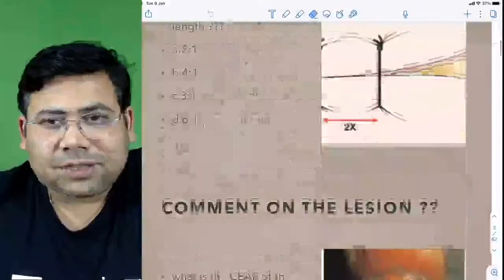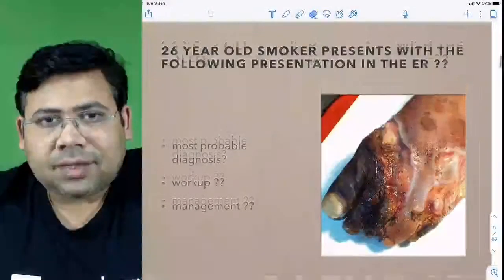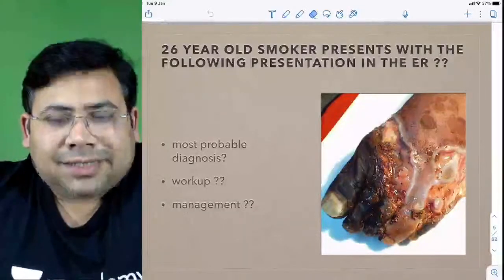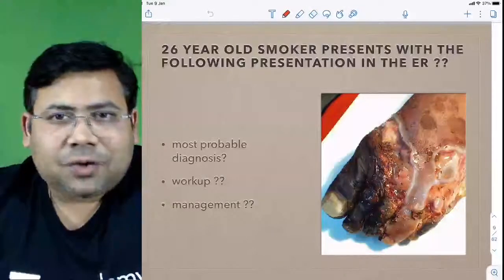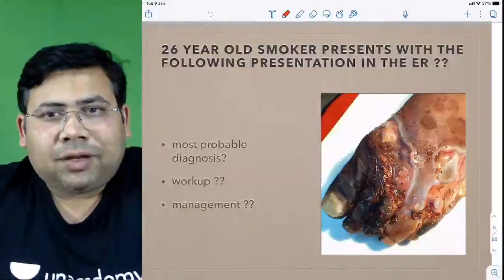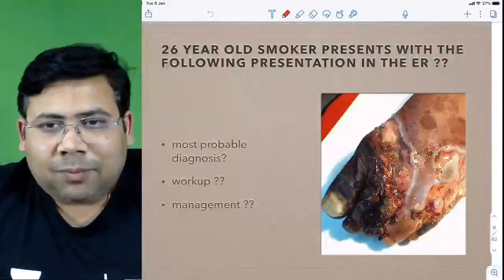The first question that we discuss today is chap one. A 26-year-old smoker presents with the following deformity or defect in the emergency room. What is the most probable diagnosis?